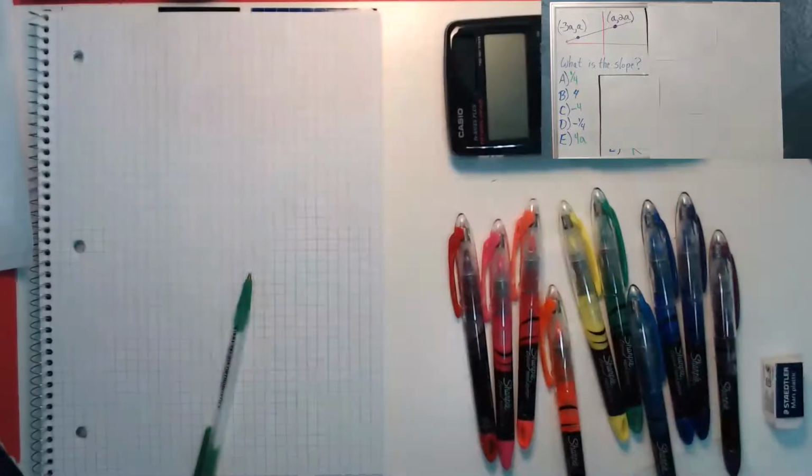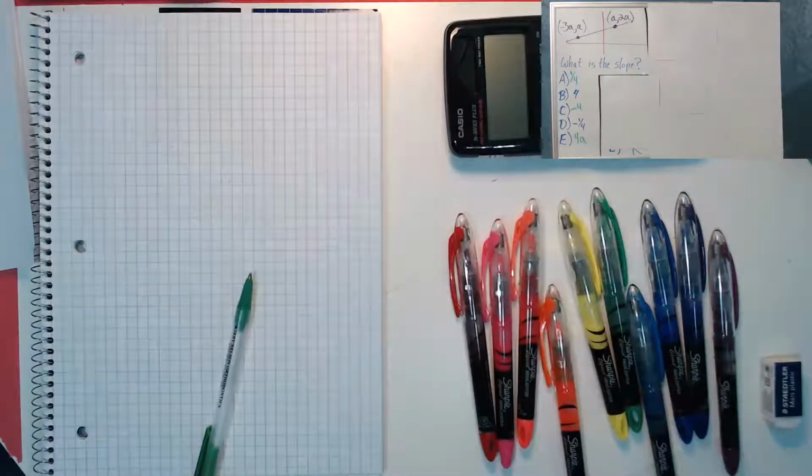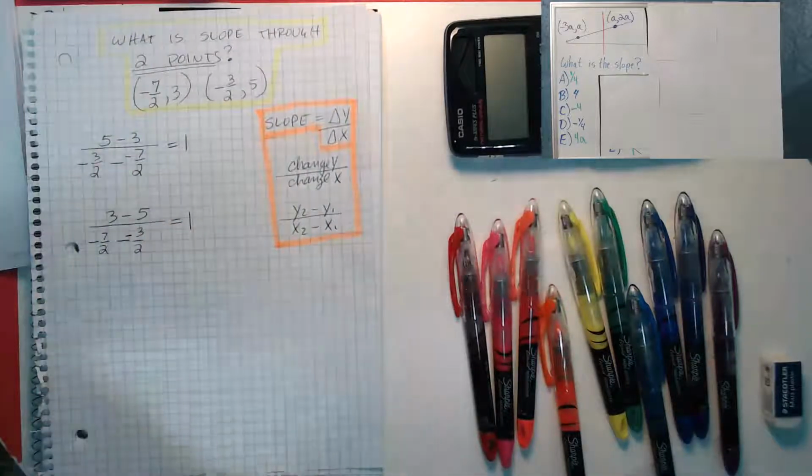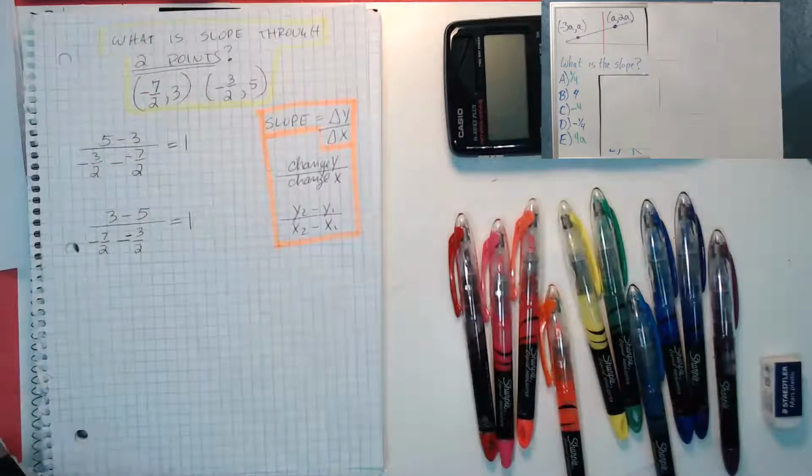Okay. So you're going to want to pull out from last week your paper on delta y over delta x. It should look like this. This is what we're going to refer to. So here's our equation. What is the slope? It's this one right here. So you're going to write 3a, comma a. So go ahead and copy this down on your paper.